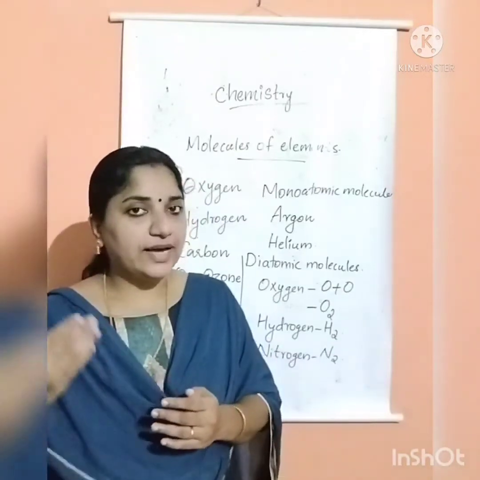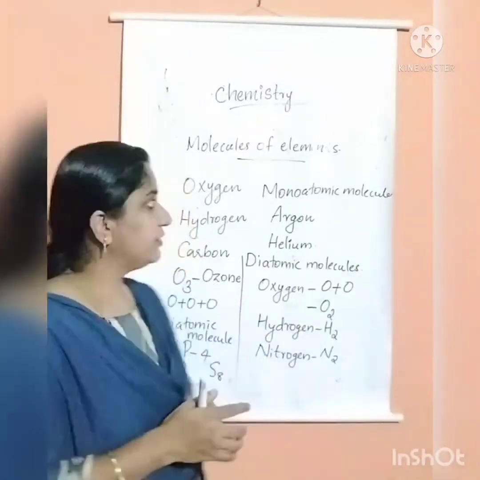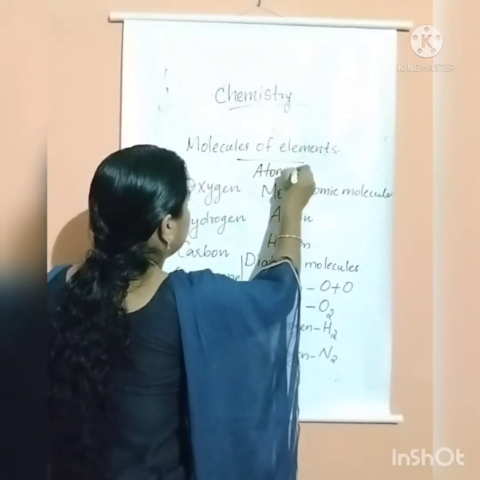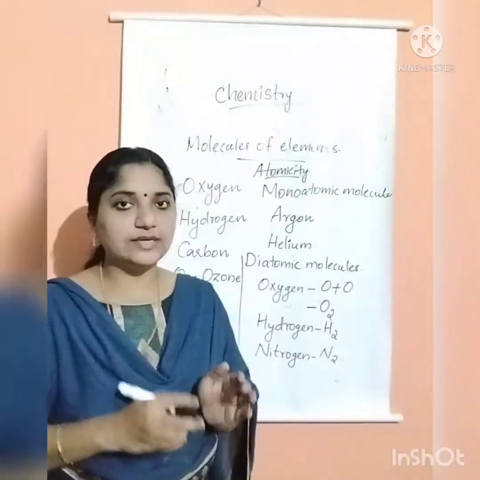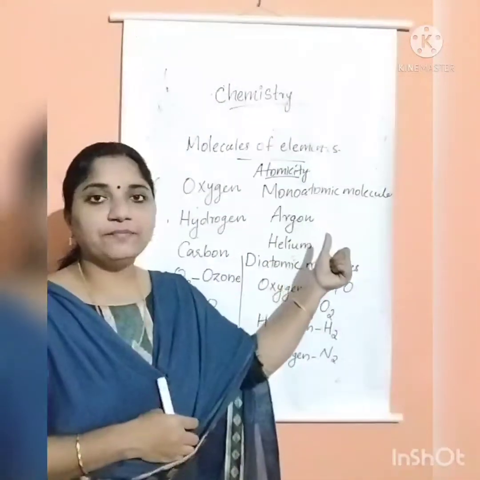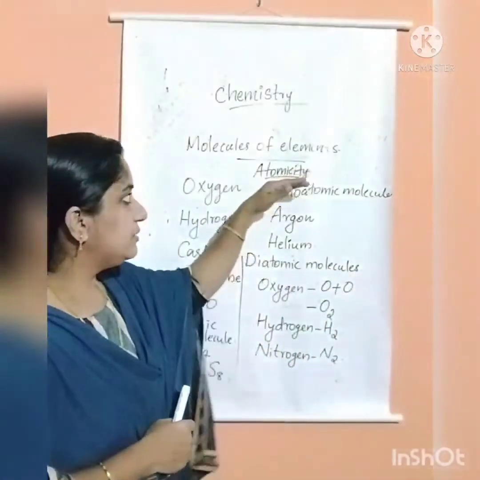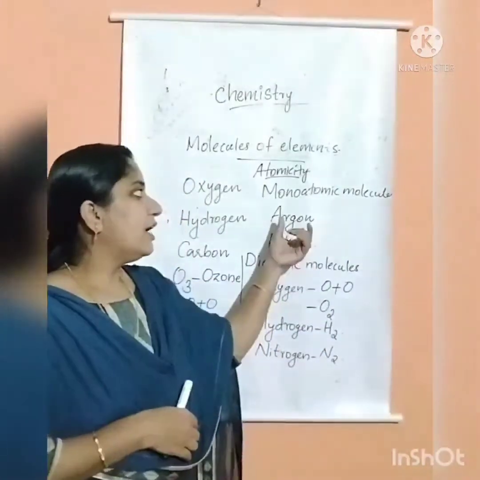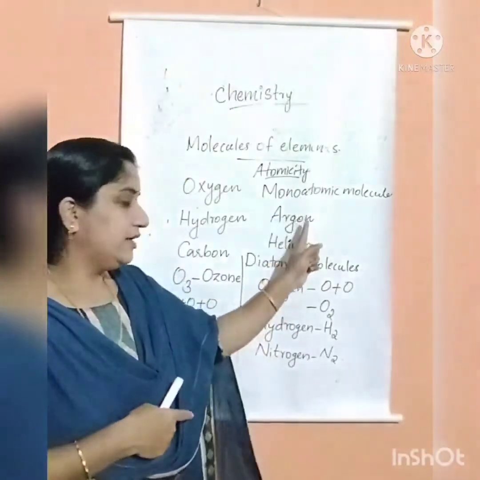Children, the number of atoms present in the molecule is noted by atomicity. What is it? Atomicity. Atomicity means the number of atoms present in each molecule. Here, argon has only one atom. So, its atomicity is 1. Atomicity means the number of atoms present in a particular molecule. Here, argon, monoatomic molecule, its atomicity is 1.